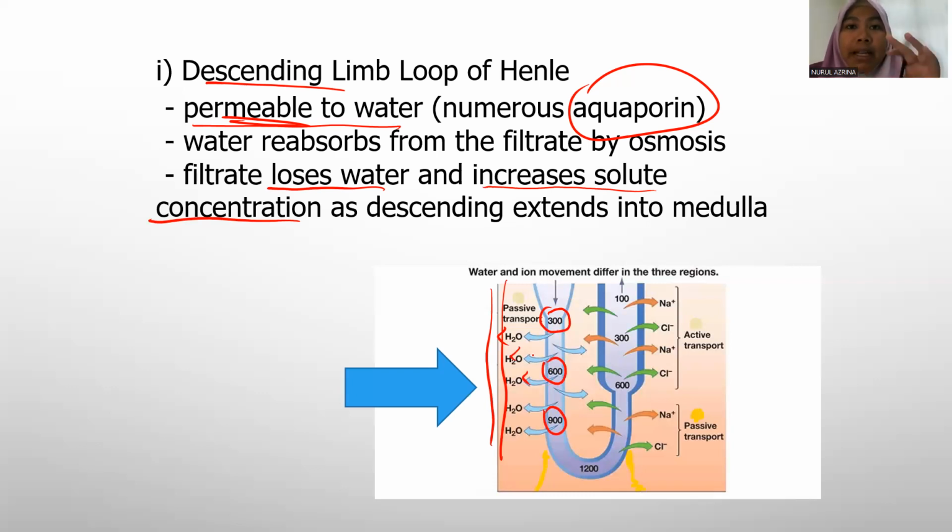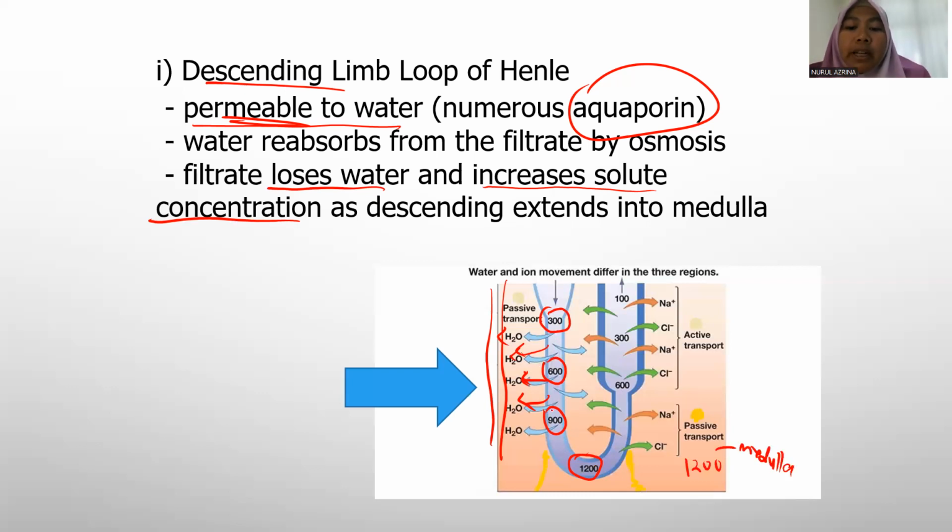Remember, what is the medulla? The inner part of the nephron. Right? It has the cortex and the medulla. So it becomes more concentrated as it reaches deep into the medullary region. You can see as water diffuses out via osmosis, the highest concentration of solute in the filtrate is 1,200, which is similar to the concentration of tissue in the surrounding medulla.